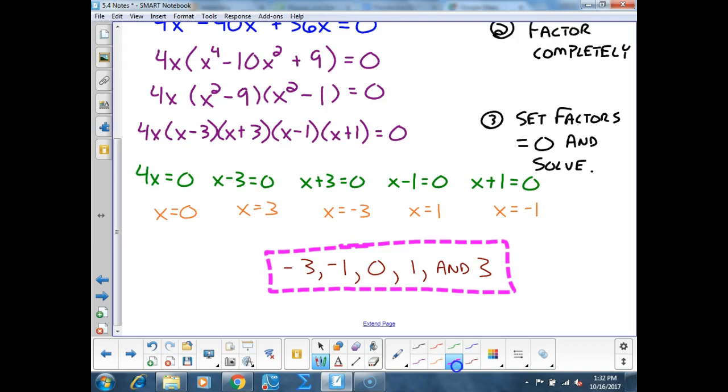Yes, ma'am. Would you be able to write it as like plus or minus 3 or plus or minus 1? In some order like that? Yeah. Yeah.